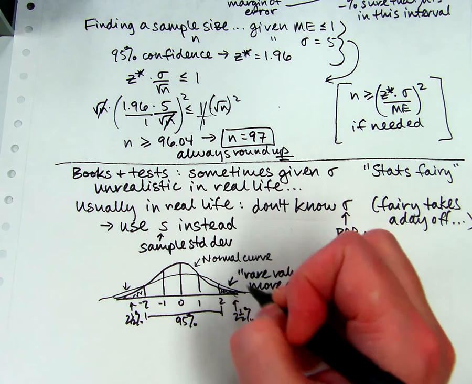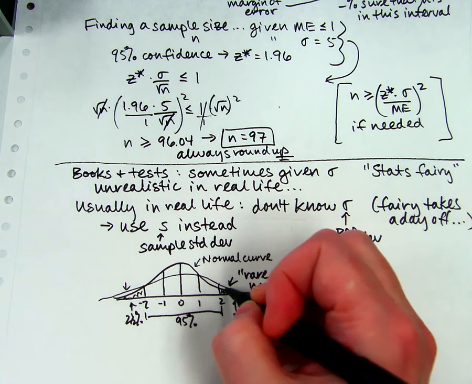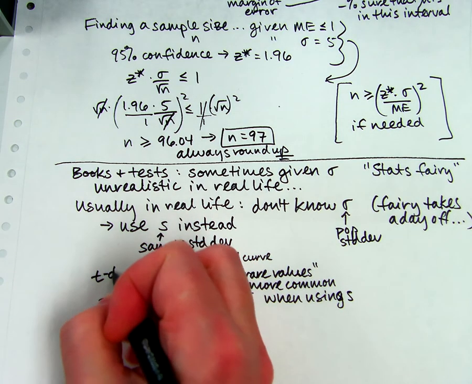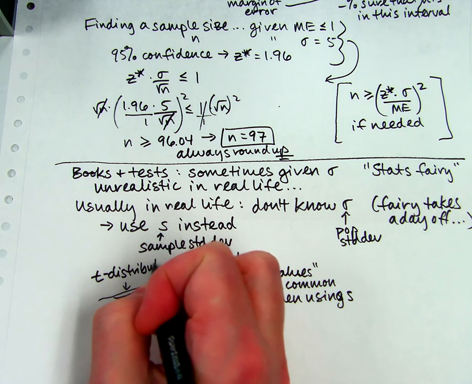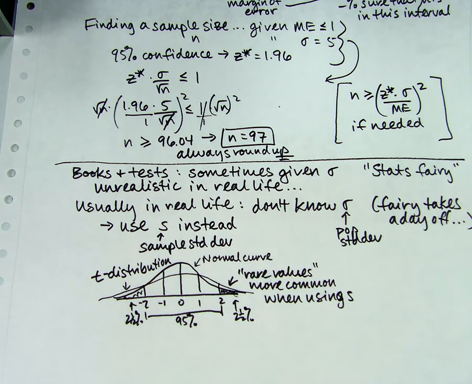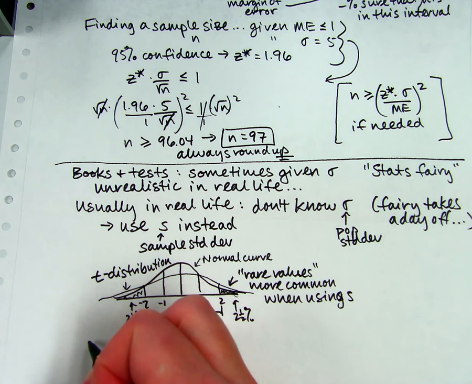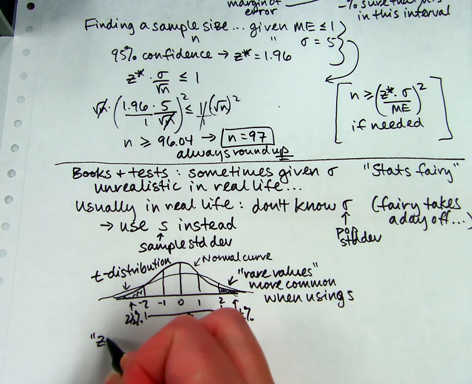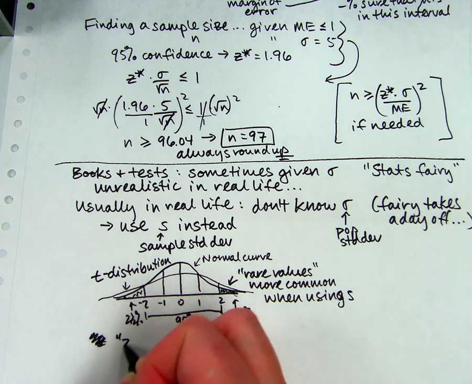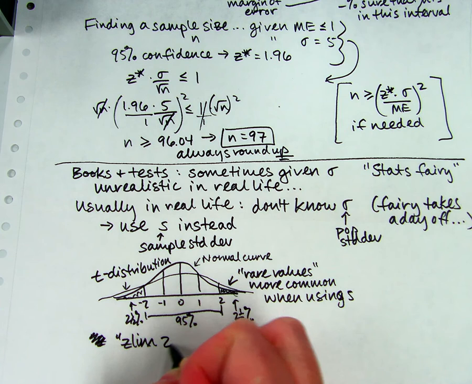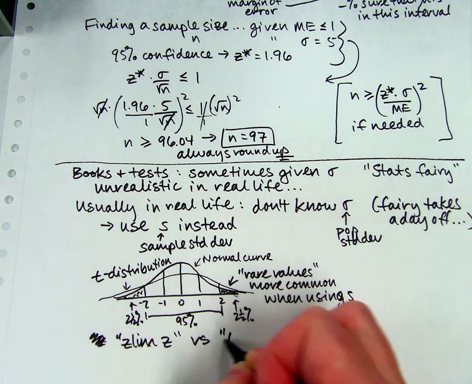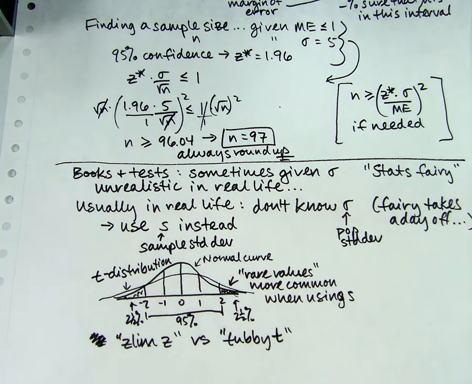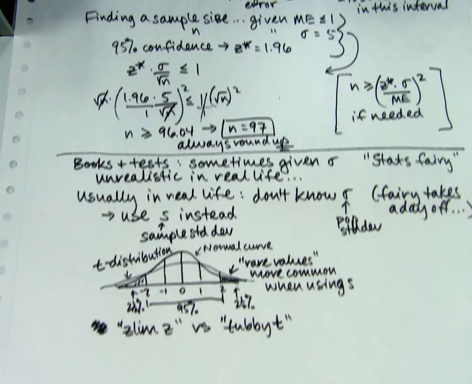So the normal curve is this skinnier one that has the skinny tails. The fatter, wider one is called the T distribution. And it was invented for this purpose. And so to remember which one it is, the normal curve is slim or slender. I call it Slim Z versus, I call it Tubby T. T's a little bit wider and fatter and has more stuff on the outside and less stuff in the inside, and that's the main thing you need to know about it.